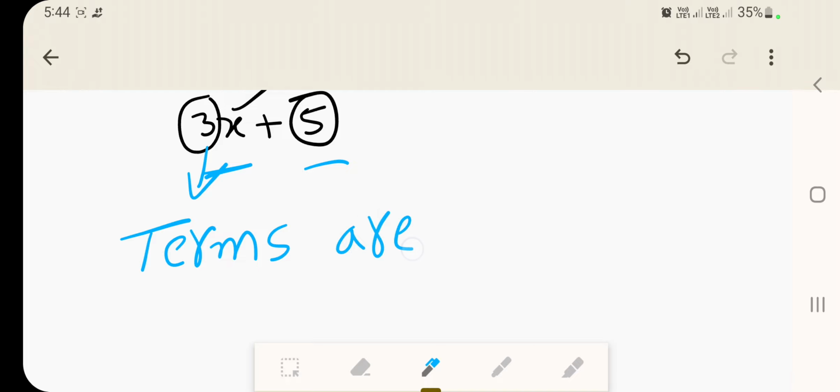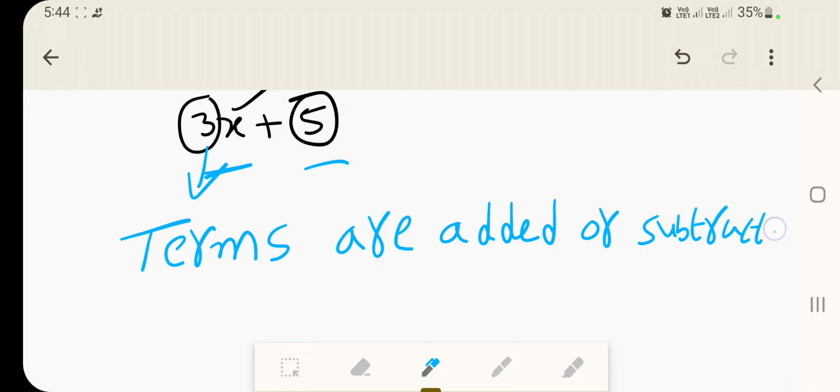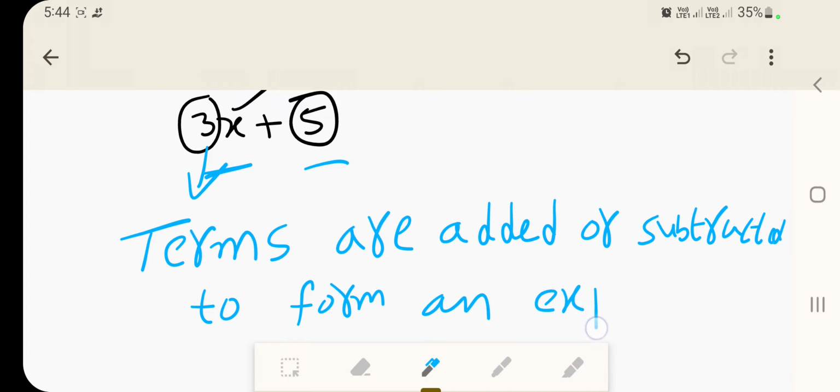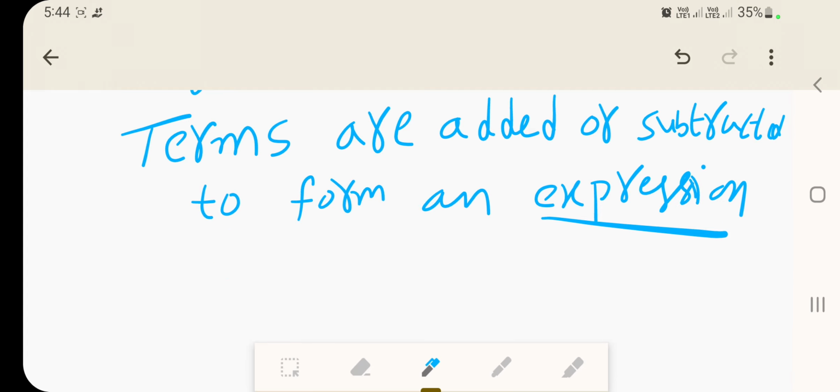Terms are added or subtracted to form an expression. So if you add or subtract terms, then what we get is called an expression.